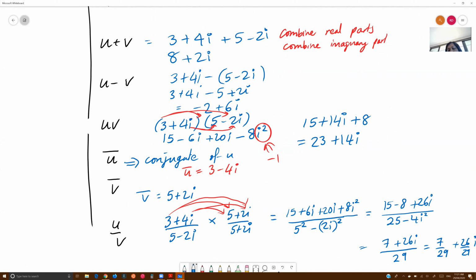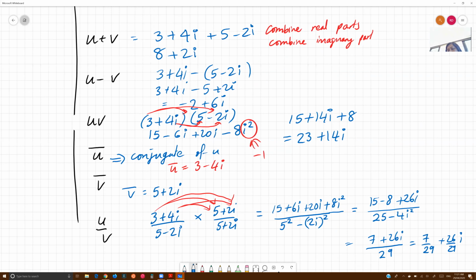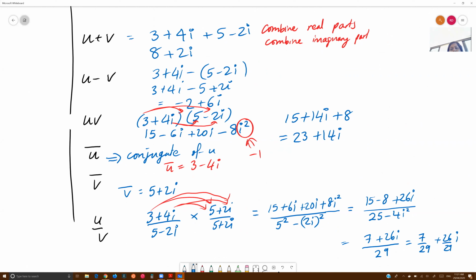And when you're dividing, we multiply by the conjugate of the denominator over the conjugate of the denominator, and we write it separately into two parts, where you've got the real part and the imaginary part. So there we have it. That's the lesson for today.